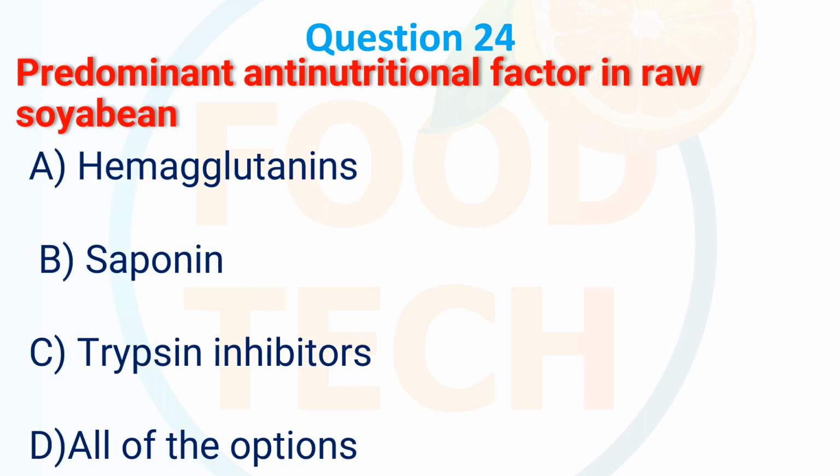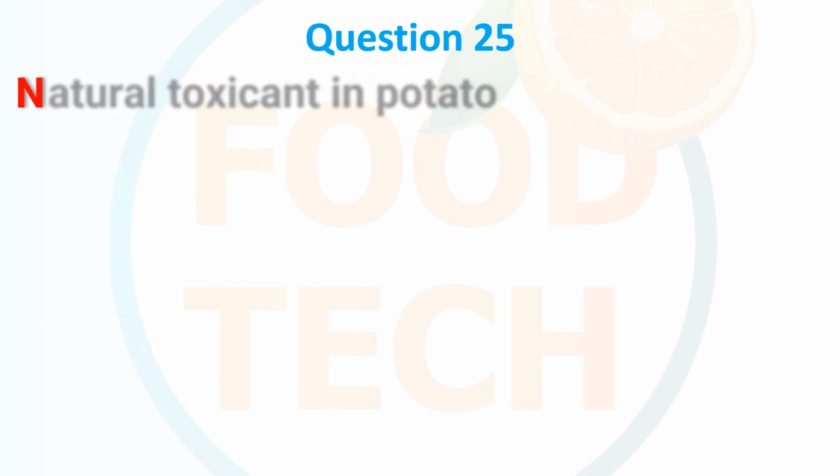Predominant antinutritional factor in raw soybean. A. Hemagglutinin, B. Saponin, C. Trypsin inhibitor, D. All of the options. The answer is C. Trypsin inhibitor.